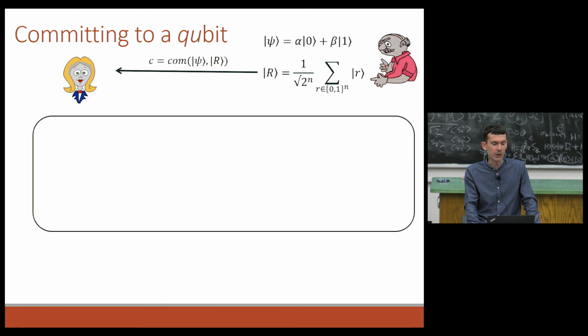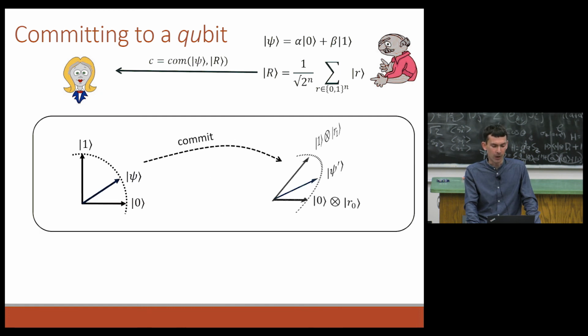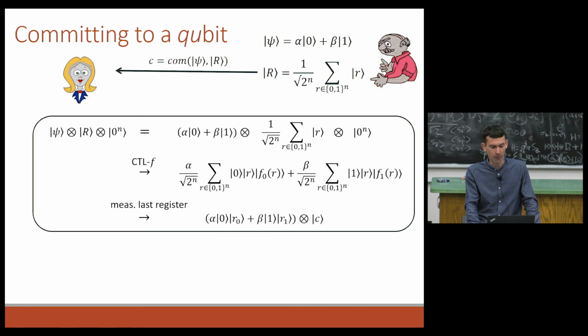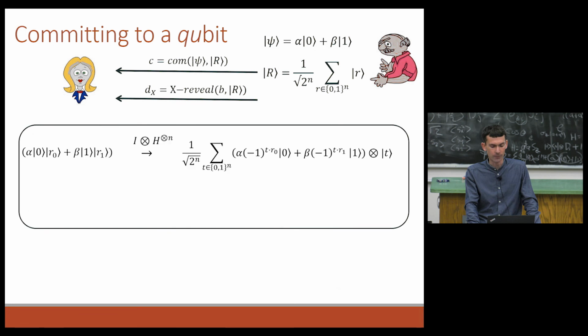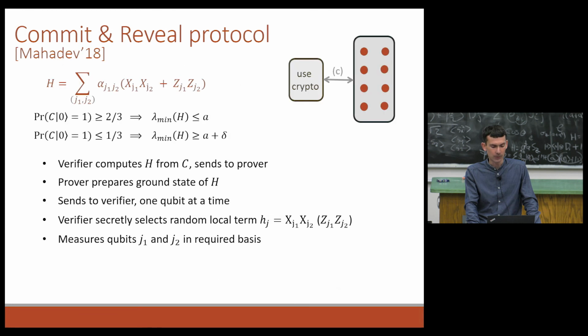So this is explaining how the functions are used, but I'm going to skip that picture and go back to the protocol. So here's the protocol that we had earlier. If you remember, the prepare and measure protocol. Verifier computes the Hamiltonian, sends it to the prover. Prover prepares the ground state, sends the qubits one at a time. Verifier secretly, this was important, selects a Hamiltonian term to measure, measures it, and then repeat a large number of times to estimate. Okay, this is the quantum verifier.